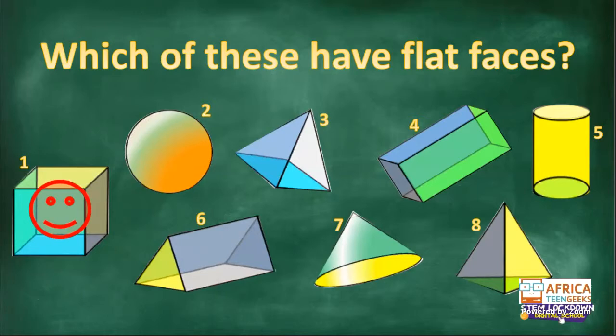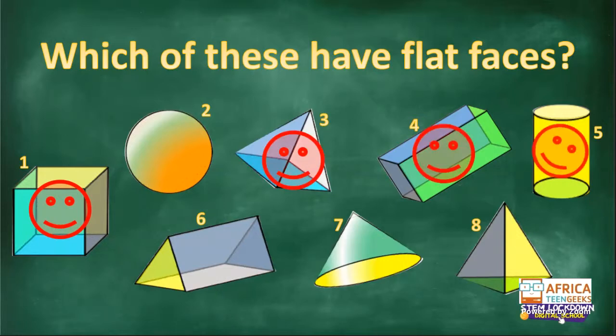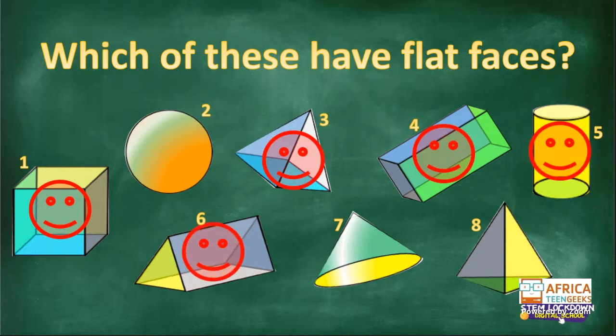So the first one is the cube. Then we have number 3, the square-based pyramid. Then we have the cuboid or the rectangular prism. Then we have number 5, the cylinder. Number 6, the triangular prism. Number 7, the cone. And number 8, the triangular pyramid. So how many points does he get? See how quickly things change. How many points does Ethan get?